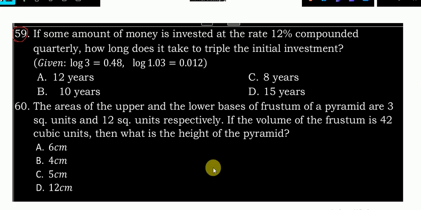Problem number 59. If some amount of money is invested at a rate of 12% compounded quarterly, how long does it take to triple the initial investment? A certain amount of money is deposited, and the interest rate is 12%.